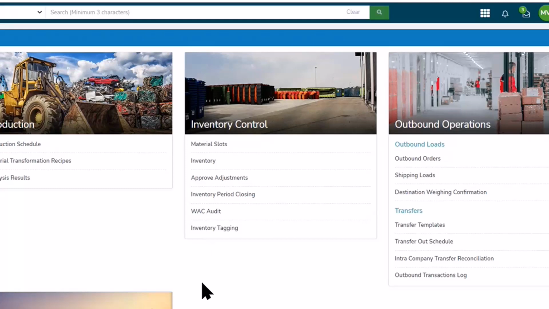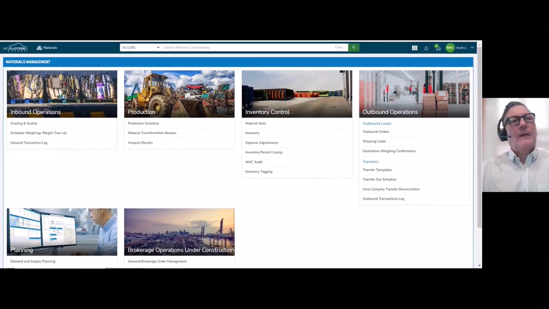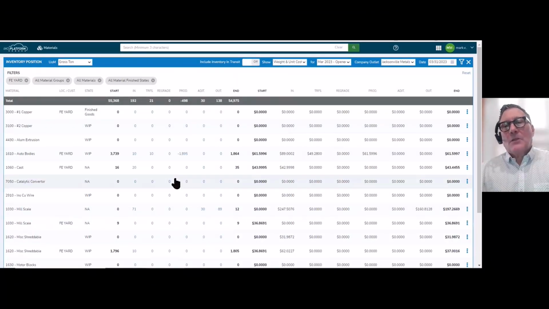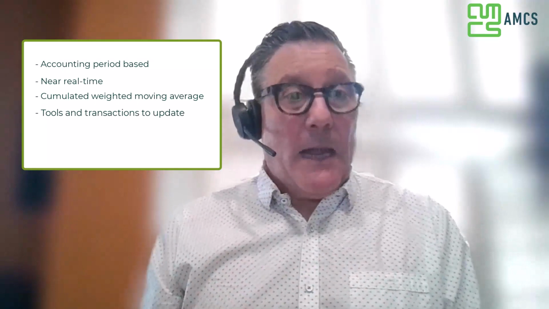There is also an inventory tagging system, kind of unrelated to inventory costing, but very important for your expensive finished non-ferrous goods. So that is a quick look at our inventory dashboard and inventory management capabilities. So to recap, platform: accounting period based, near real time, accumulated weighted moving average, the tools, the transactions to update those inventories, and then the tools to monitor those inventory costs and volumes, and the tools to be able to make corrections where necessary to bring them in line.